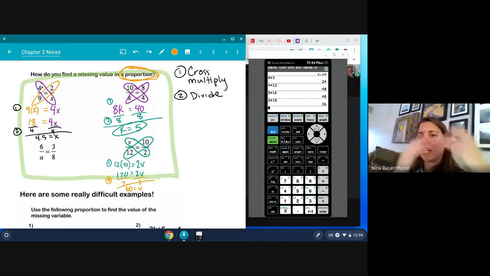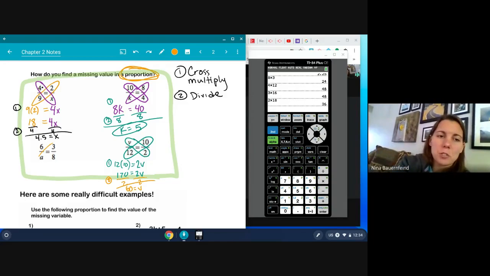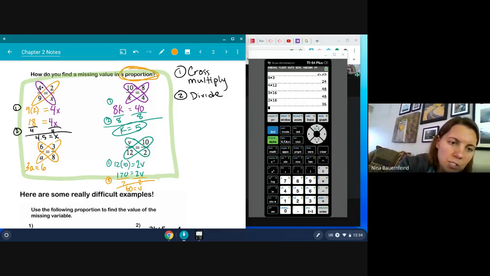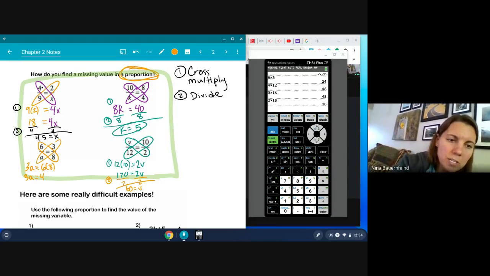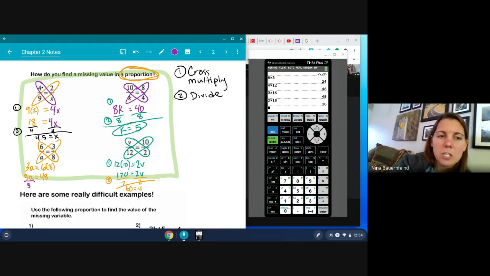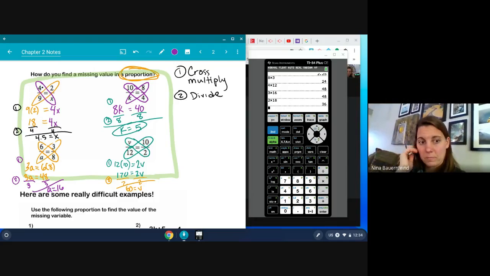You'll start to notice these make sense. Some of them you'll know right off the top, which is great. But here's the process. 3 times a is 3a, and that's equal to 6 times 8. So 3a equals 48. And then we got to divide. So first we cross multiplied, and then second we divide. A equals 16. So cross multiply, divide every time.